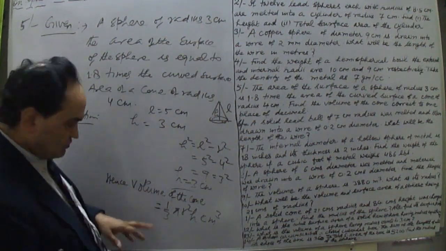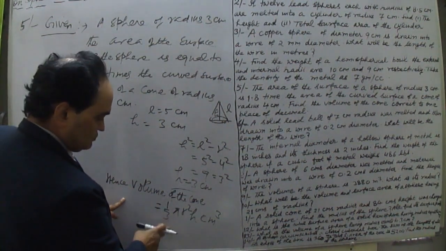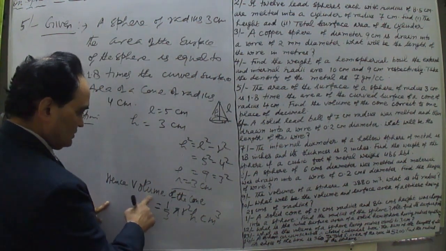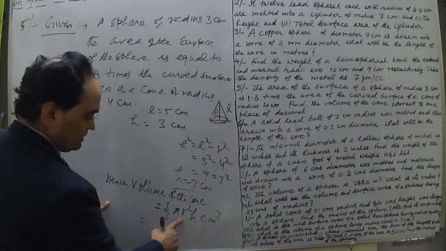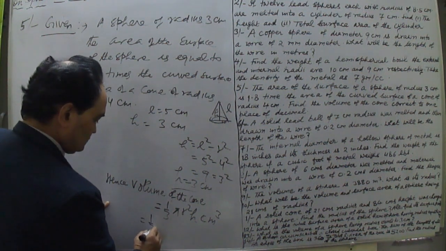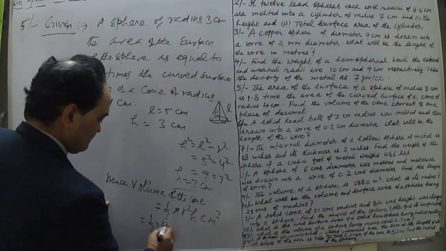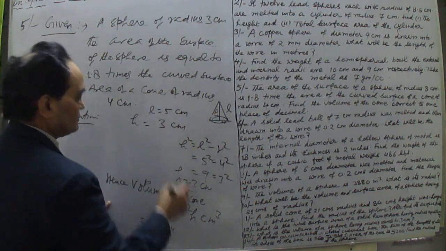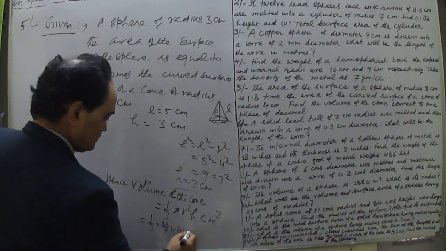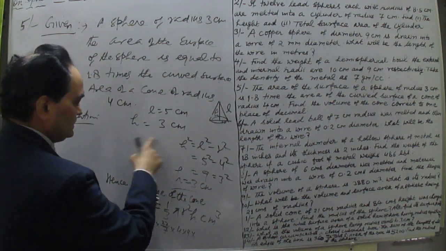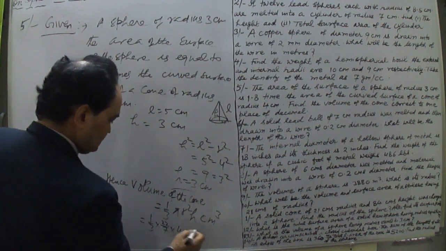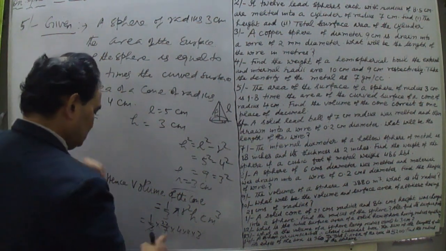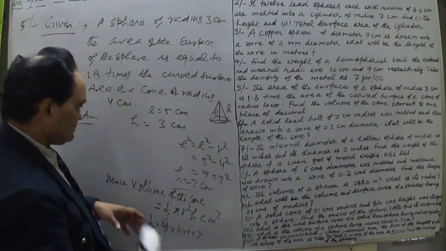Now the formula for the volume of the cone is 1/3 pi r square h. Now let me substitute the values. Hence the volume of the cone is equal to 1/3 pi r square h. Pi is 22/7, into r, and r here is 4 centimeter, so 4 into 4 into h. h is 3, which we have just calculated. So 3 cancels out.